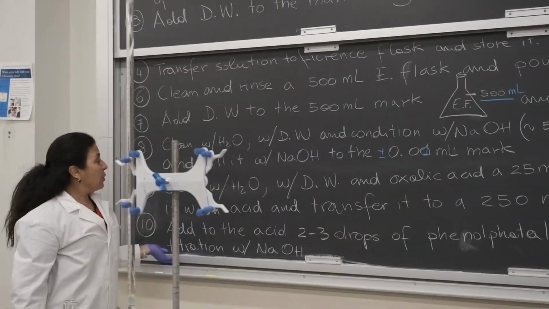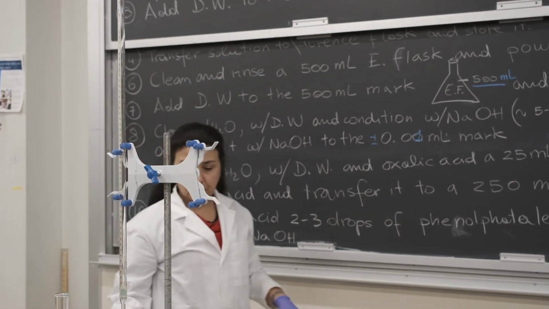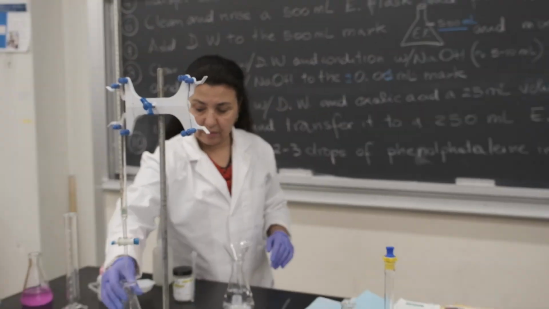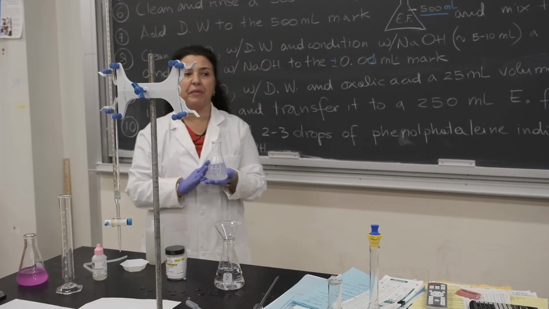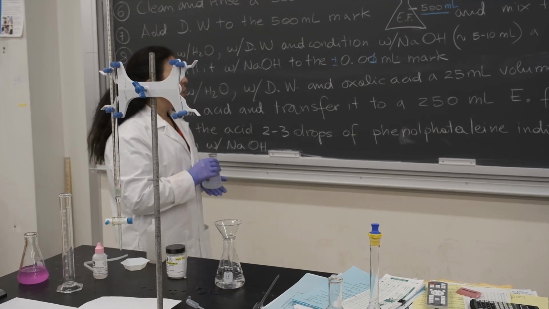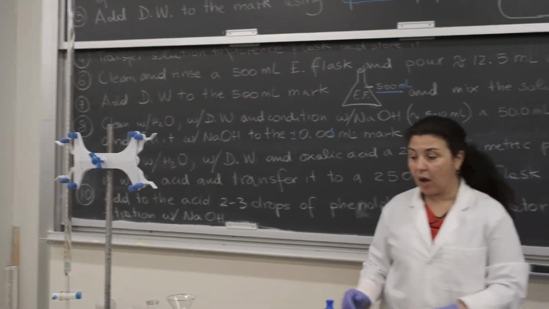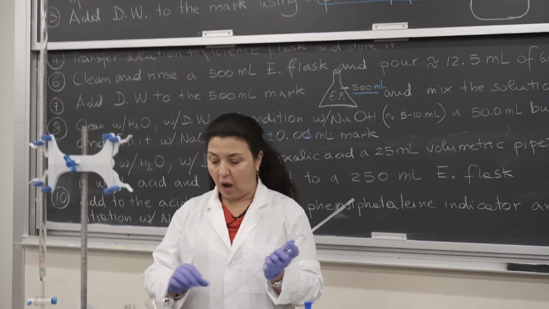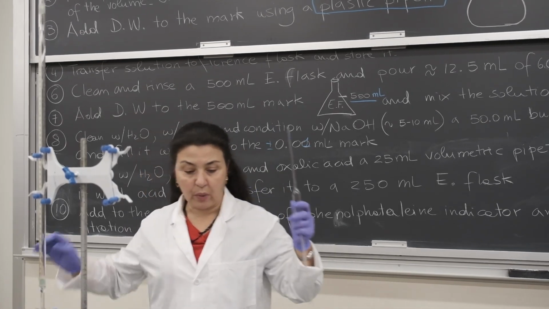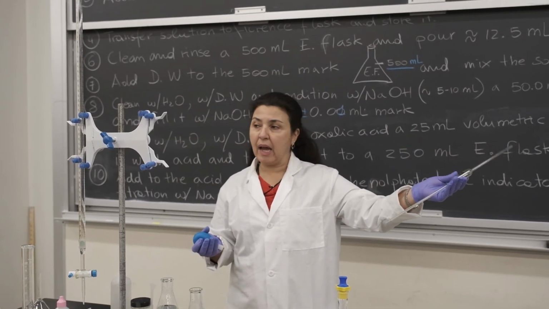The next thing that we do is we clean with water a flask. Earlier my flask there is 250 milliliter. And then we add 25 milliliter with a volumetric pipette of the acid. So I suggest you, this is still water, to practice with water. You have to rinse it anyway, clean it with the deionized water.